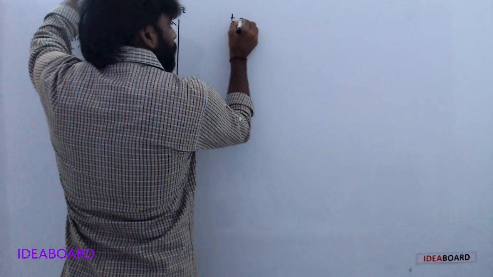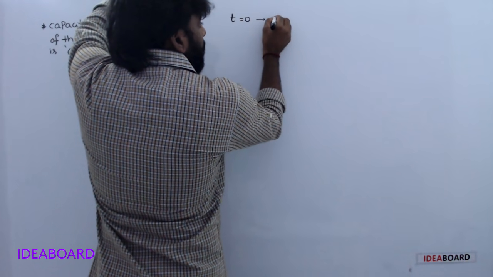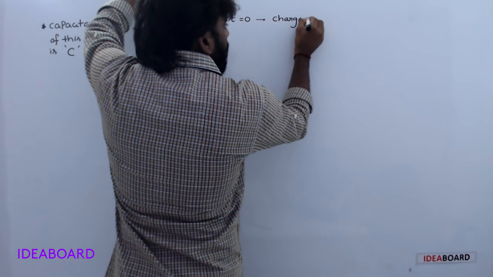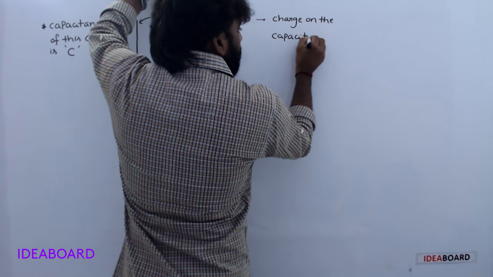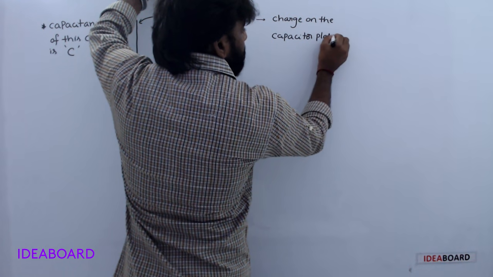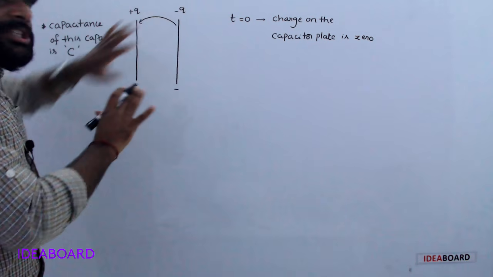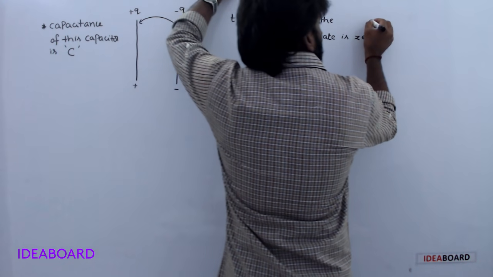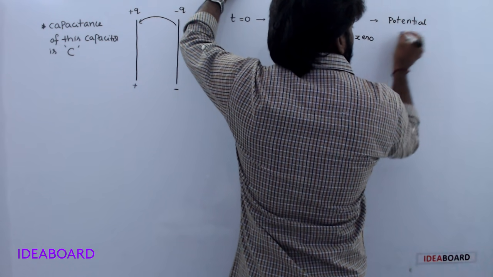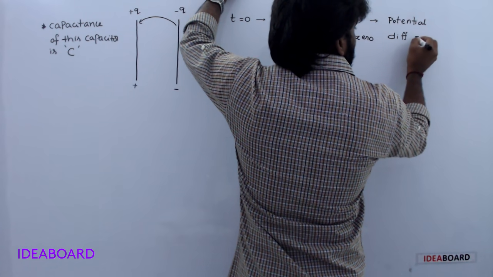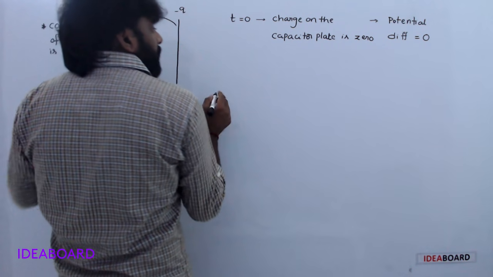Initially at time t equal to 0, the charge on the capacitor plates is 0. Initially no charge. At this point the potential difference is equal to 0 at t equal to 0.